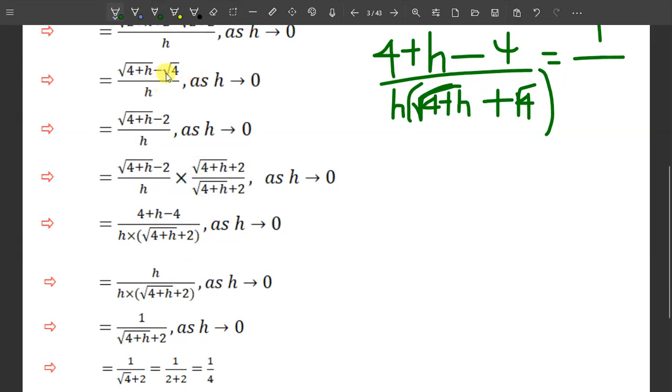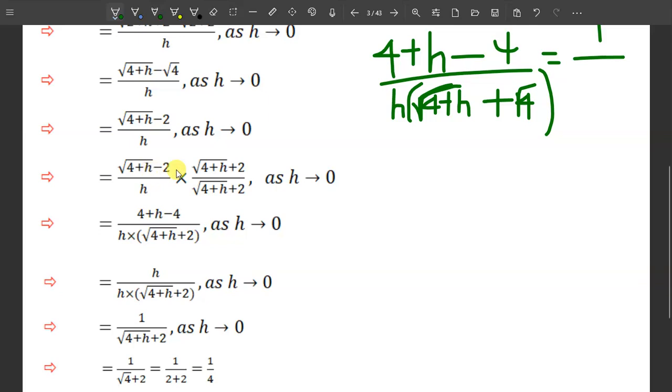Here radical 4 is simply 2. Then we have radical 4 plus h minus 2 over h, multiplied by the rationalizing factor. Our rationalizing factor in this case is radical 4 plus h plus 2, over radical 4 plus h plus 2, as h goes to 0.